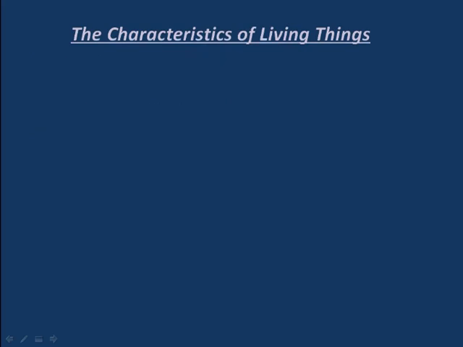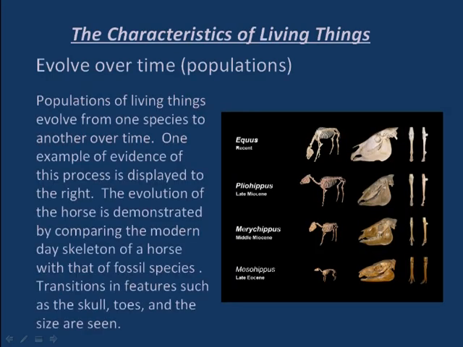The final characteristic of living things is evolution. Populations of living things evolve from one species to another over time. One example of evidence of this process is displayed to the right. The evolution of the horse is demonstrated by comparing the modern-day skeleton of a horse with that of fossil species. Transitions in features such as the skull, toes, and the size of the skeleton are seen.